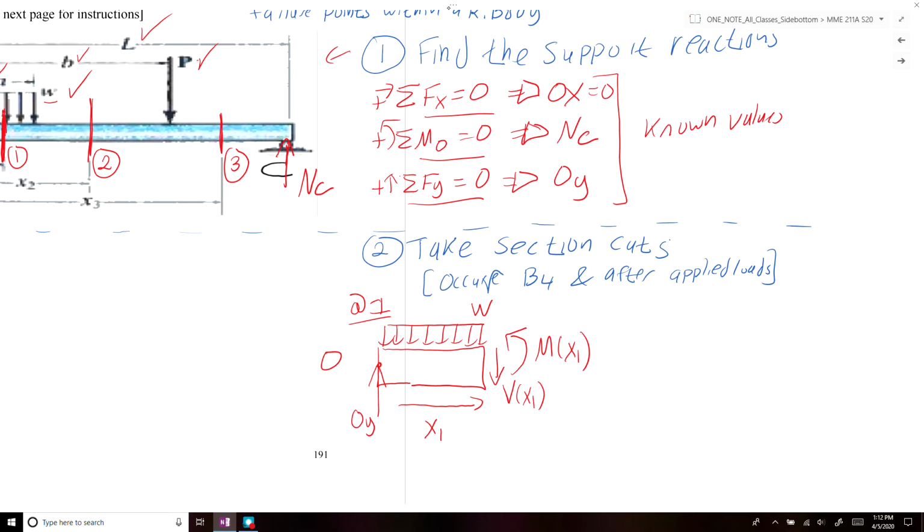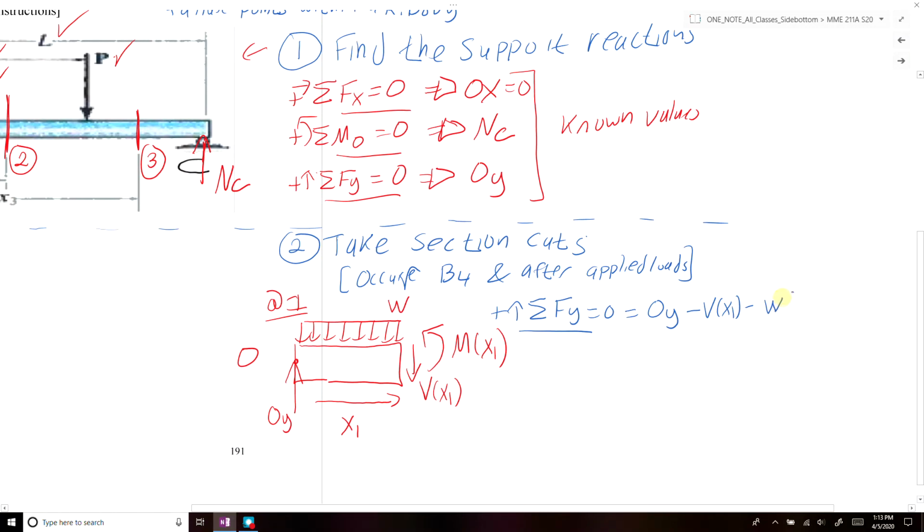Alright, so once we draw our free body diagram, what we're going to then do is determine our 2 unknowns, M of x1 and V of x1, using the equilibrium equation. So to find V of x1, we're going to sum all of our forces in the y direction and set that equal to 0. If we do that, we'll get O of y minus V of x1 minus W times x1.